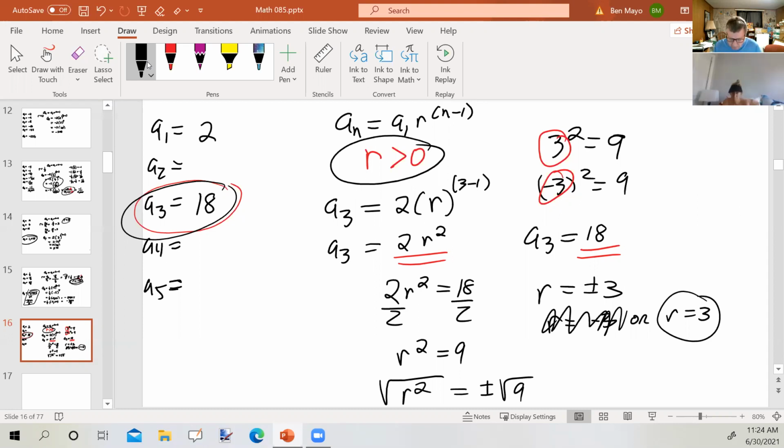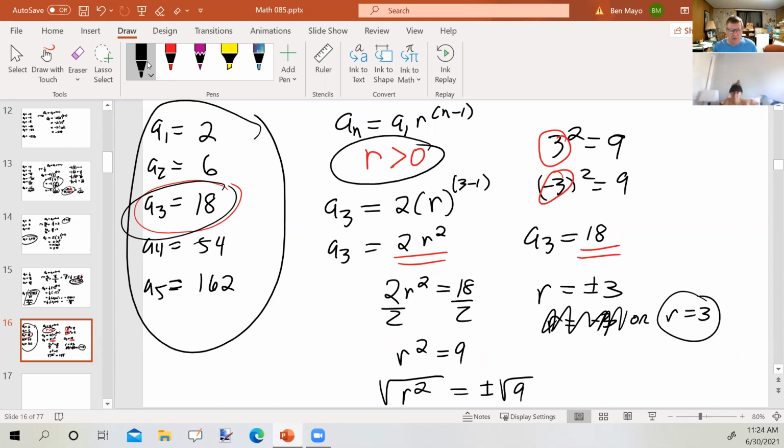Okay? So now let's go back and fill in the missing terms. Well, if r is 3, a sub 1, 2 times 3 would be a sub 2, which is 6. A sub 2 is 6. 6 times 3 would be 18. 18 times 3 is 54. And 54 times 3 is what? 162, I believe. And there we have the first 5 terms of the geometric sequence.